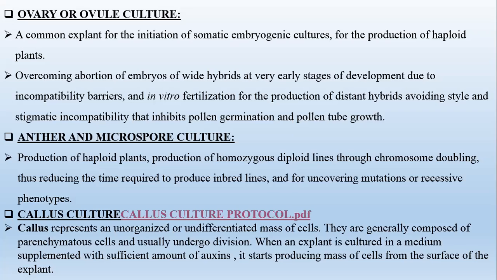Anther and microspore culture. Now this also has one important aspect, that is production of haploid plants, then production of homozygous diploid lines through chromosome doubling, thus reducing the time required to produce inbred lines and for uncovering mutations or recessive phenotypes. Okay, so these are some important points related to anther and microspore culture.